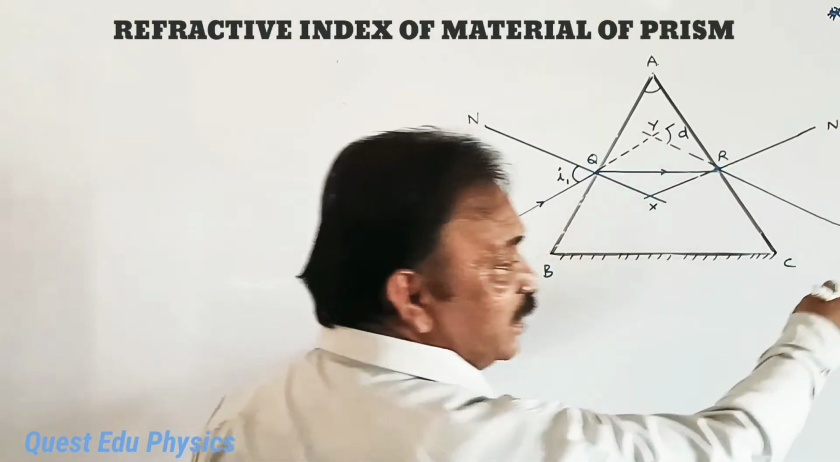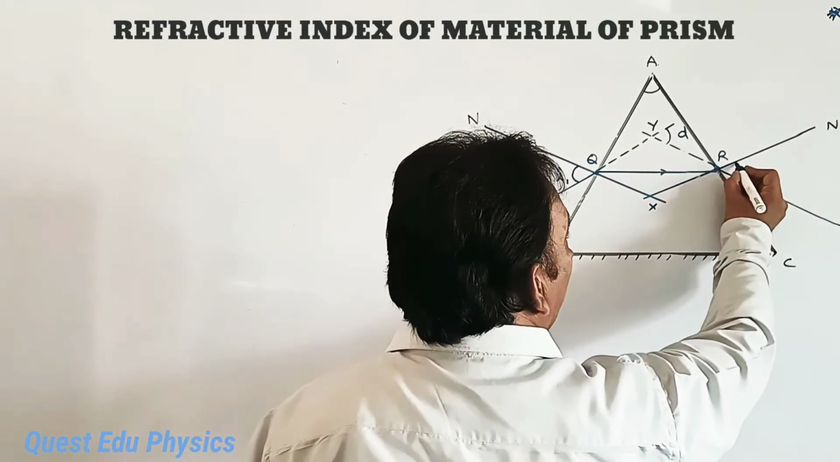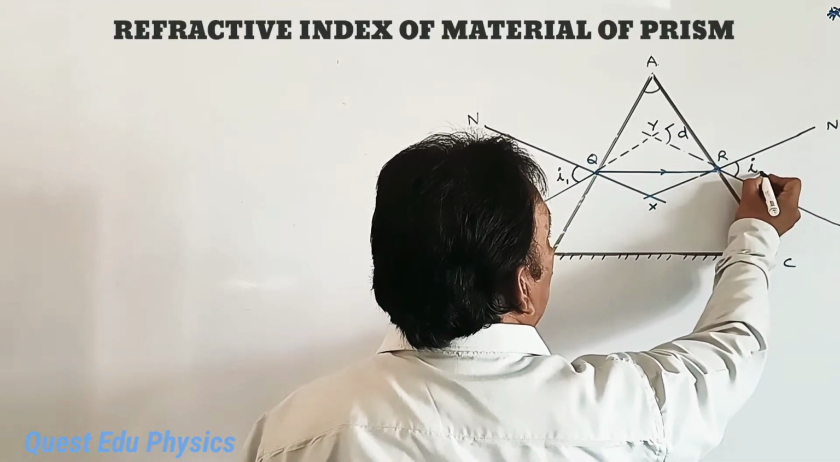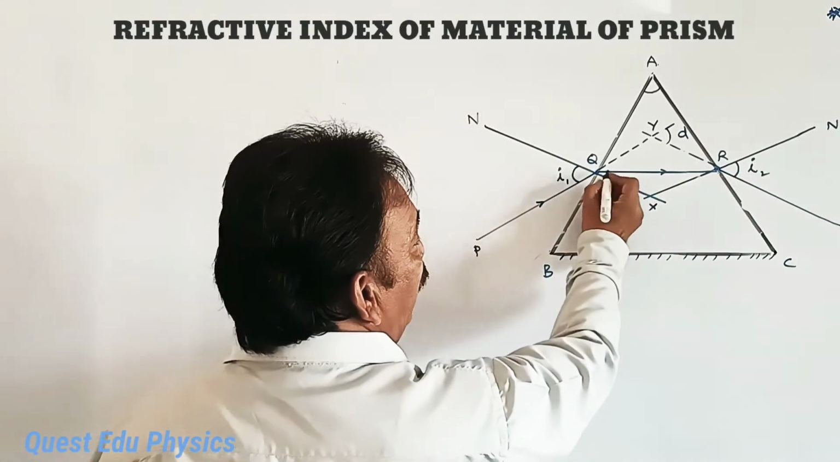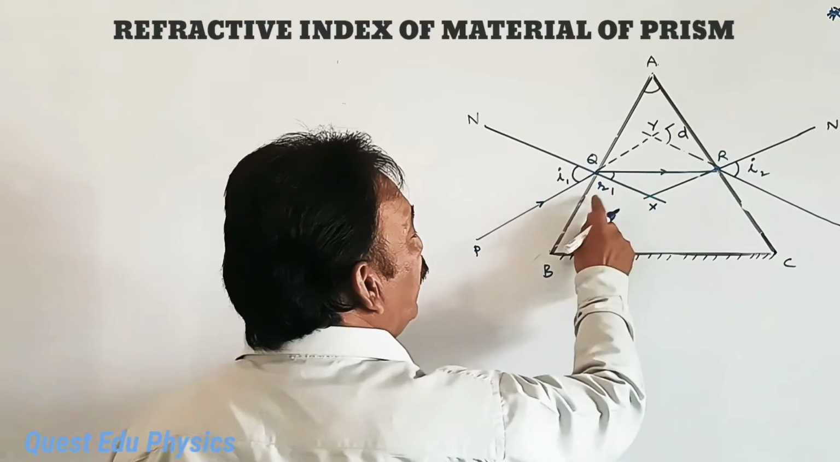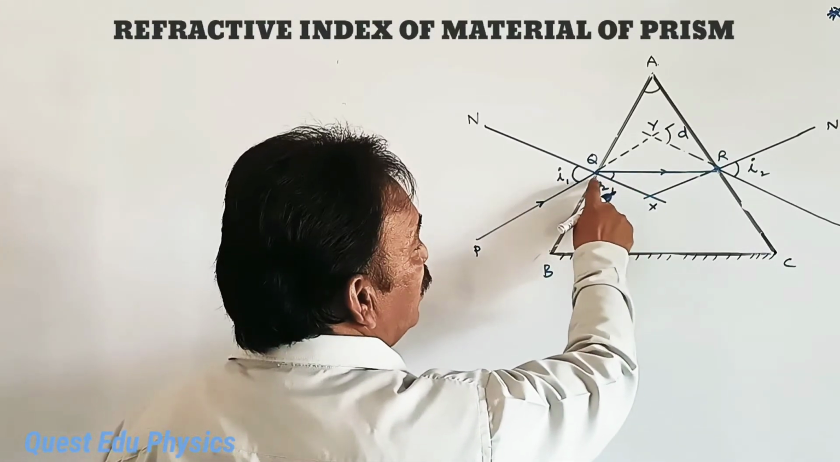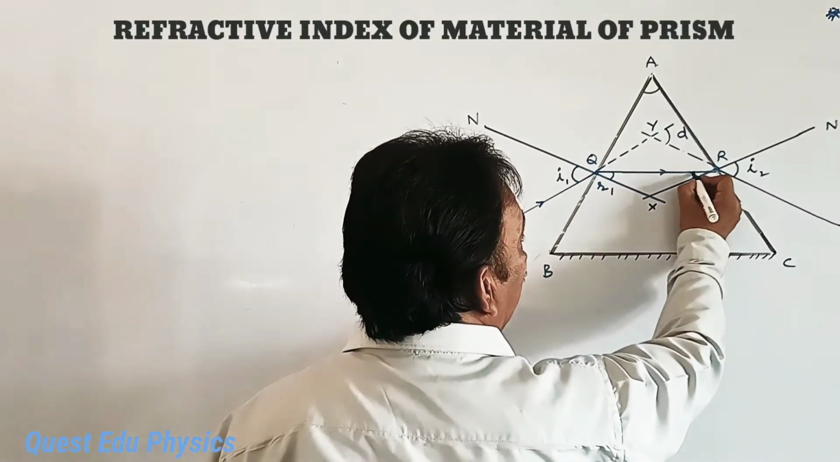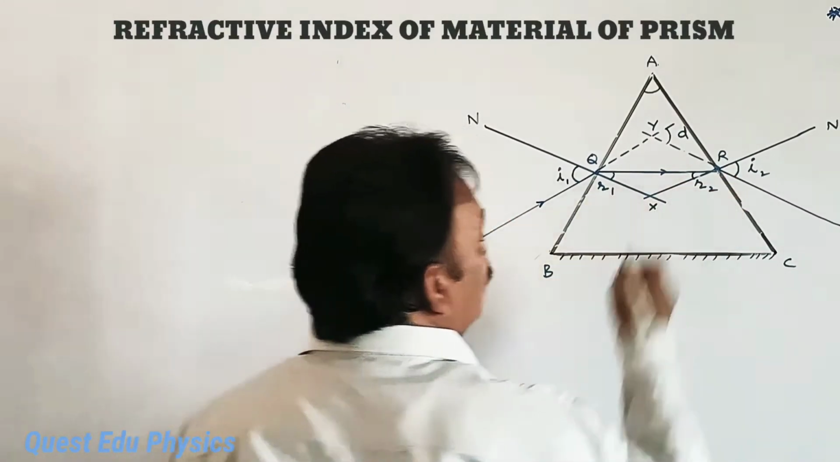Here it came out from the second surface. Here is the angle of emergence. I'm calling it I2. And see, at the first refracting surface, it deviates, and I'm calling the angle of refraction at the first refracting surface R1, and here it is R2.